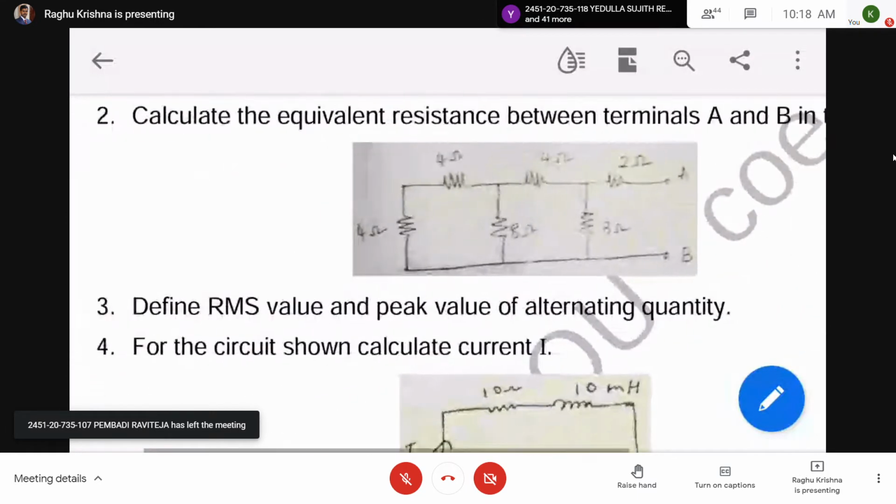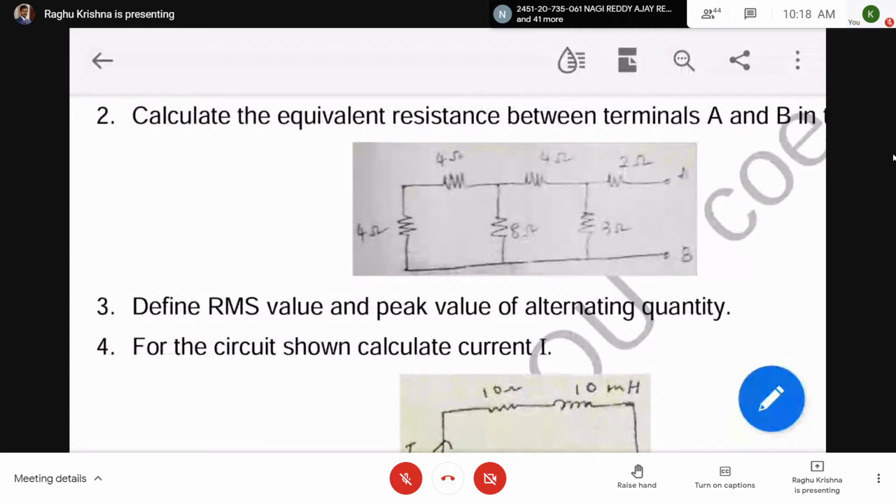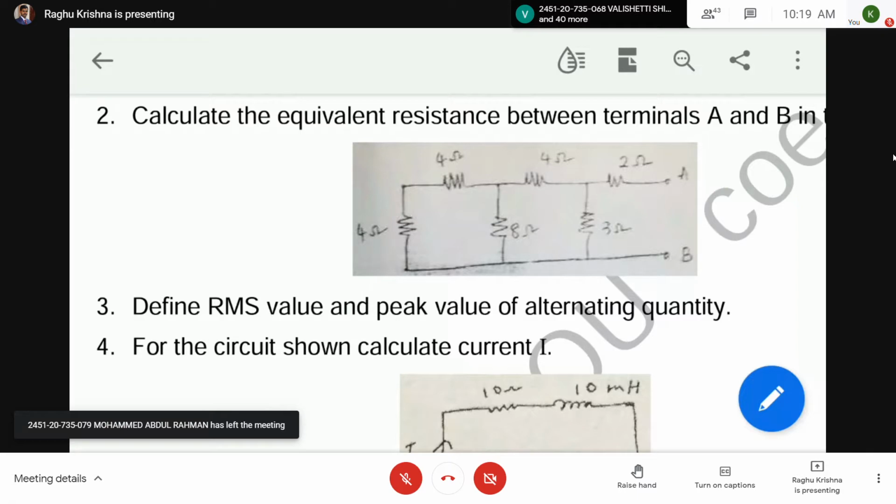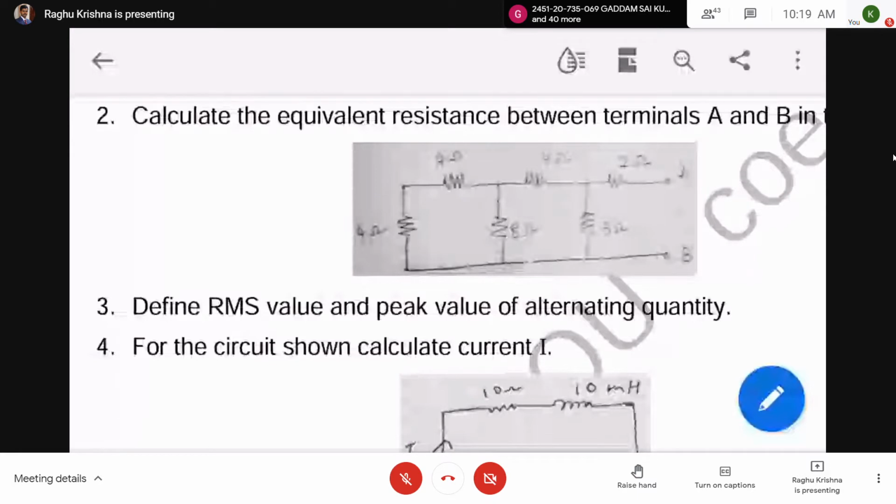Okay, next. See the third one. Define RMS value and peak value of an alternating quantity. What is the definition for RMS value? You can take RMS current, put the side heading RMS current, and define it. RMS current of an AC quantity is that value of DC current which, when flowing through the given resistance for the same time, produces the same heat as produced by the alternating quantity. That definition you have to write.